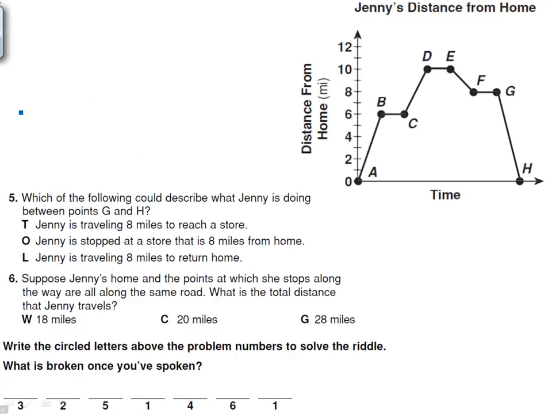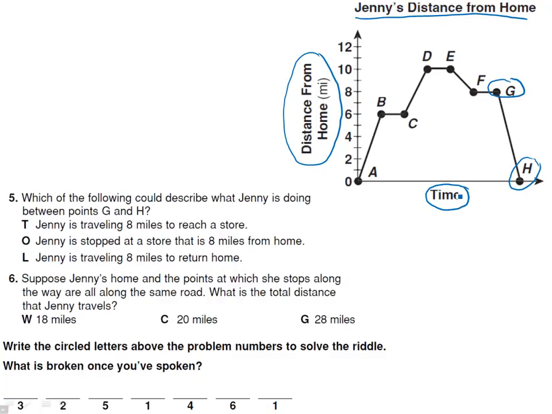We're going to do 5 and 6 of this puzzle. Number 5 asks us, which of the following could describe what Jenny is doing between points G and H? So let's find point G, it's right there, and point H. In order to figure out what she's doing, we need to think about what this graph is showing us. The title of the graph is Jenny's distance from home. We see that the y-axis label is distance from home in miles, and the x-axis is time.